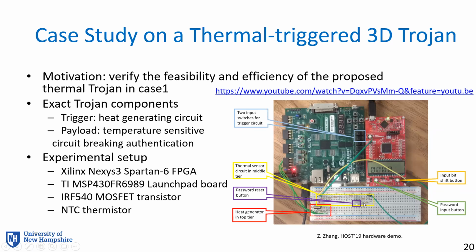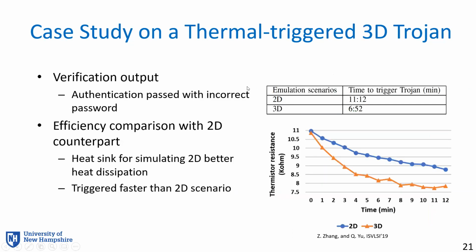In short, our demo illustrated that the thermal triggered 3D Trojan could overwrite the password to an authentication system, which is protected in the middle tier. The heat dissipation we emulated here is from the top tier. So we look into how the stacked system will be affected if we trigger the thermal Trojans. Our toy circuits confirm that the heat triggered 3D Trojan can be activated at a much faster speed than 2D if the trigger input is appropriately controlled.